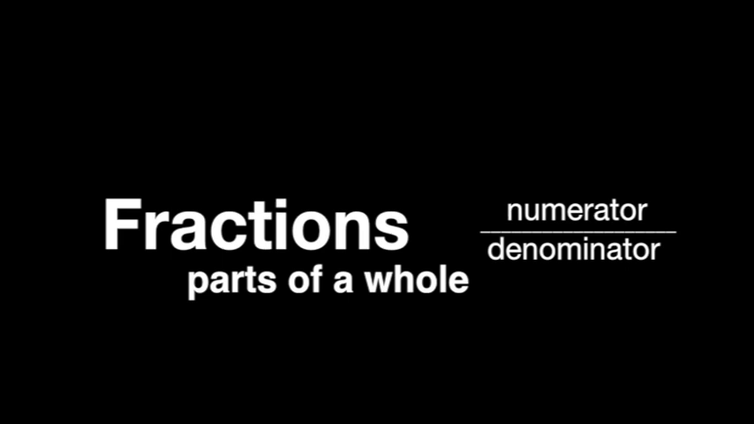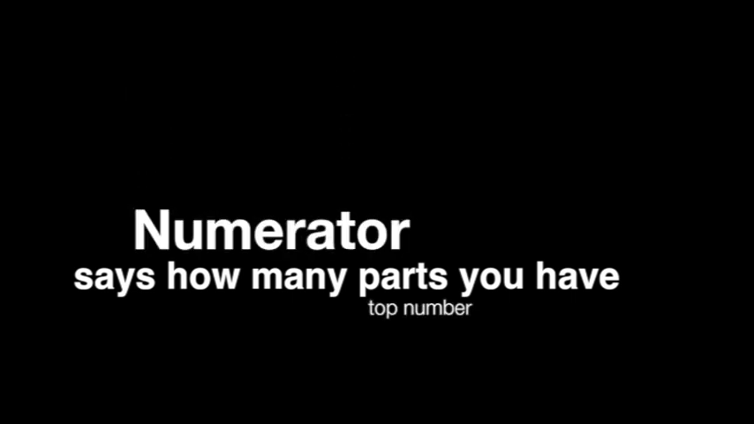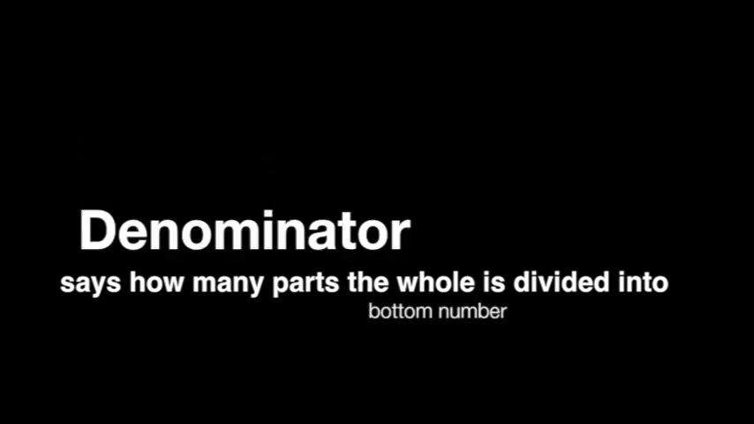Fractions are parts of a whole number. The numerator is at the top of a fraction. It says how many parts you have. The denominator is at the bottom of the fraction. It says how many parts the whole is divided into.